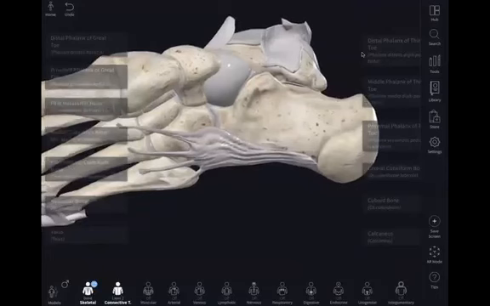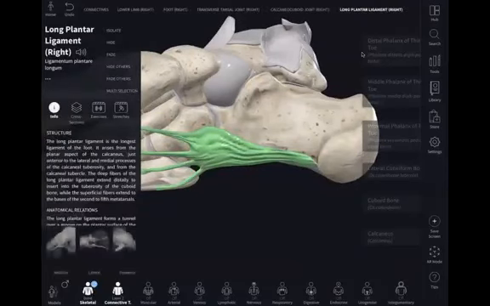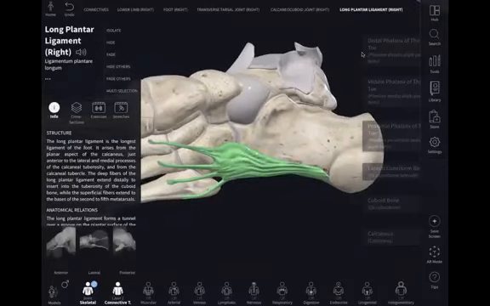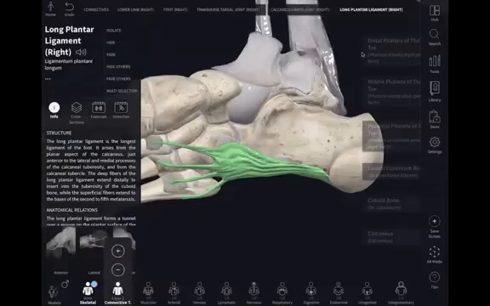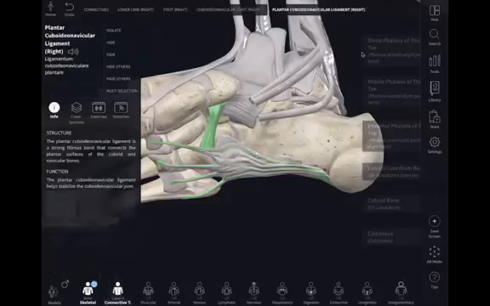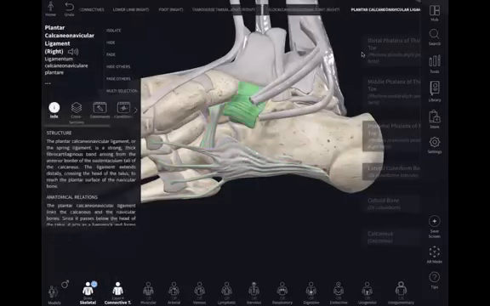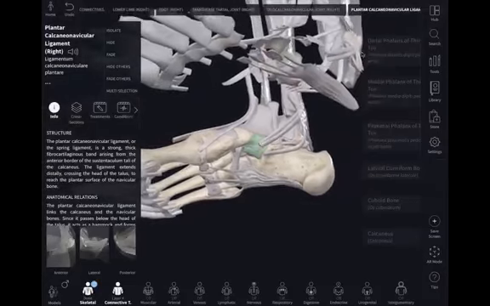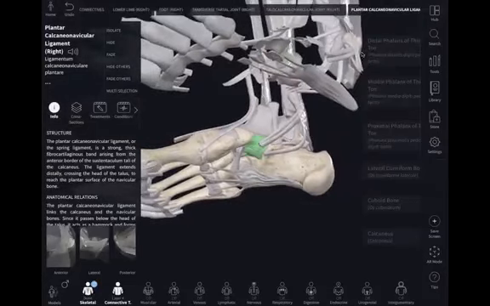So what you are seeing here is the long plantar ligament. In the 3D model, it is difficult to show you the short plantar ligament, and you can also see this one. This is the plantar calcaneonavicular ligament, which is also known as the spring ligament. This is on the medial aspect.